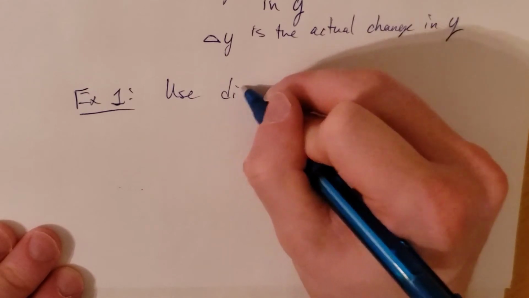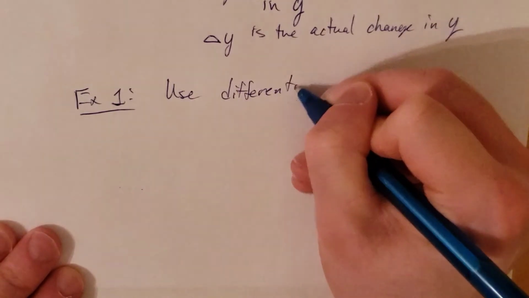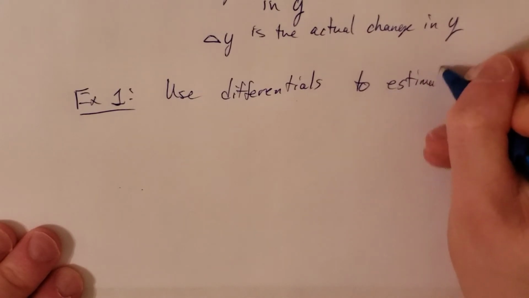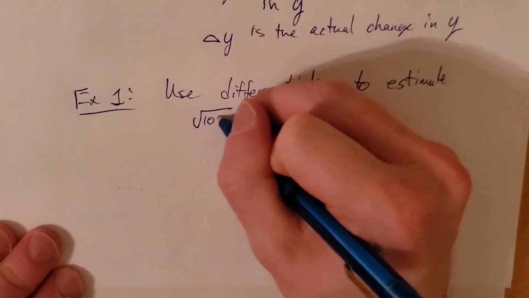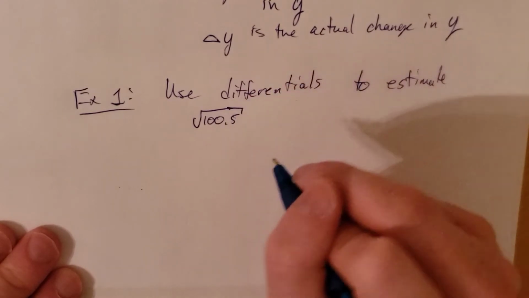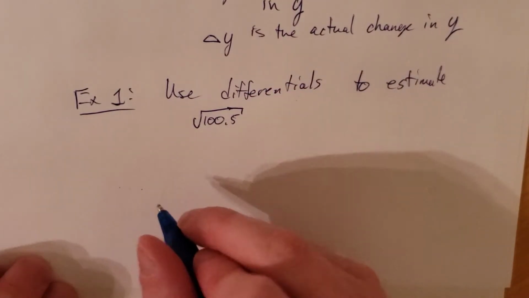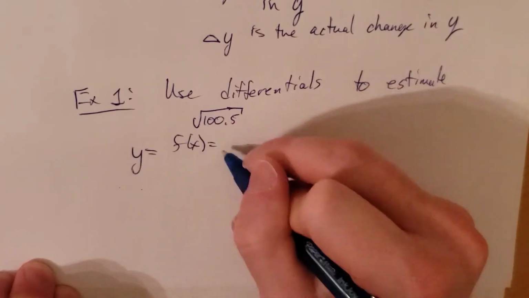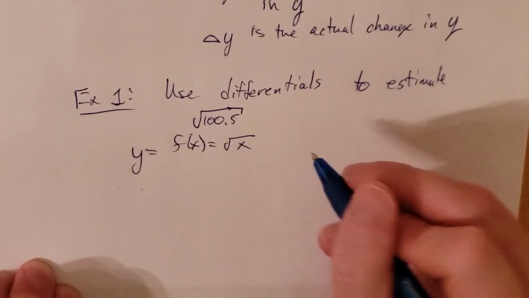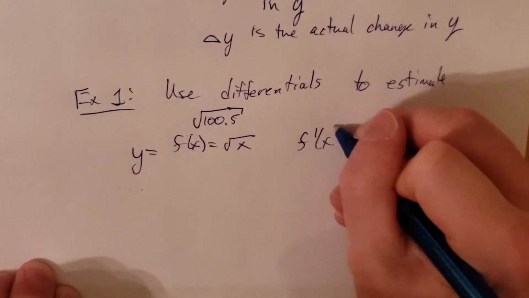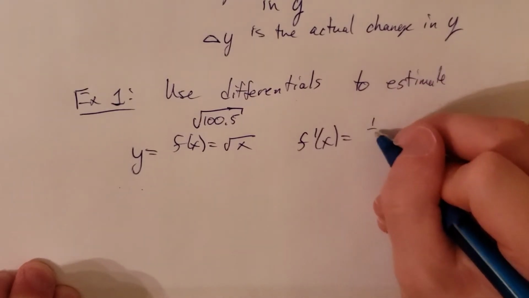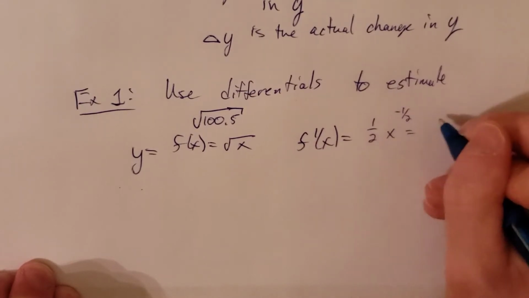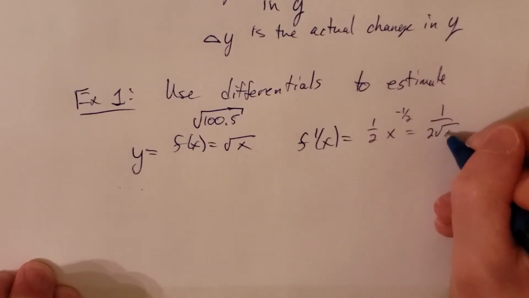Use differentials to estimate the square root of 100.5. All right, so this is our question. What do we do? Well, we need to first determine what the function is, and that is that f of x is equal to the square root of x. F prime of x is then 1 over 2 x to the negative 1/2, which is, in other words, 1 over 2 root x.